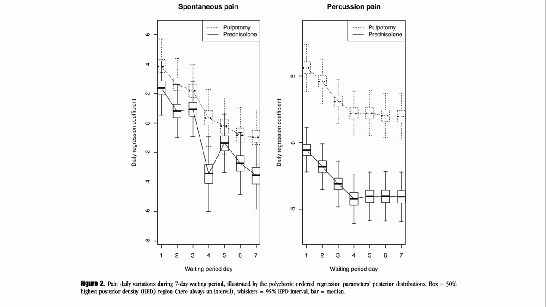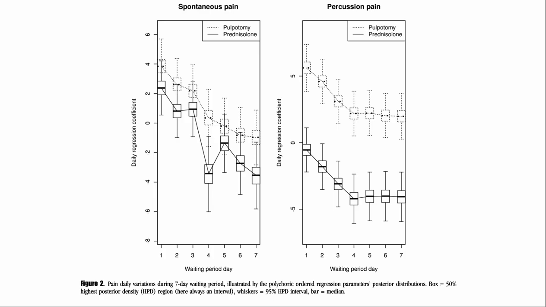And in the control group, the percussion pain and the spontaneous pain decreased from day 1 to day 4 and leveled off afterwards, while the spontaneous pain in the experimental group was diminished at day 4. Also at day 7, it was noted that both the spontaneous and percussion pain were less in patients in the experimental group.